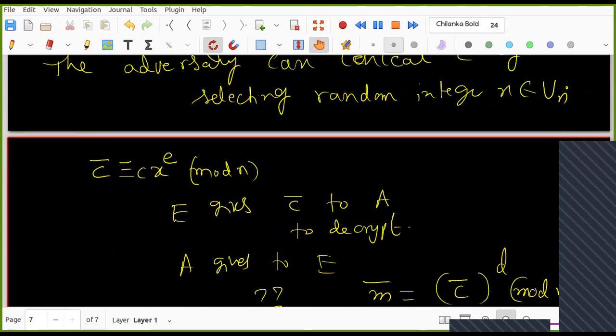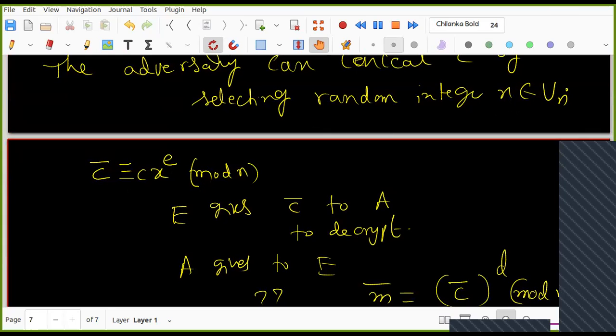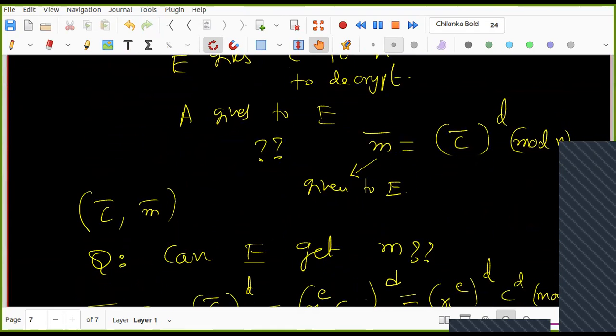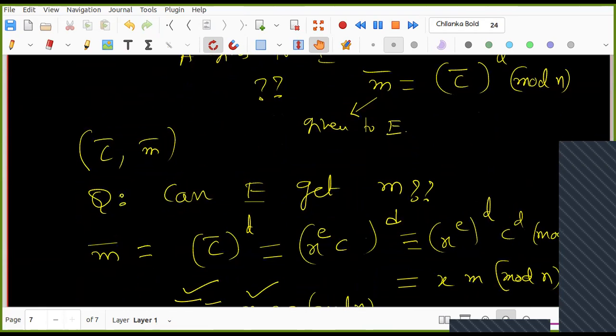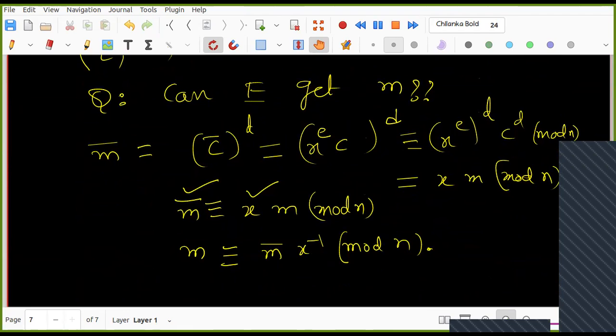How did he use it? He chose C into X power E, where X is an arbitrary integer in UN such that X has an inverse. So he chose C bar and gave it to the decryptor, and got the plaintext M bar. Now he has C bar and M bar. M bar is C bar power D, and C bar is X power E into C, so this is X into M mod N. Then I'll get M from this. Is it okay? Yes, sir.